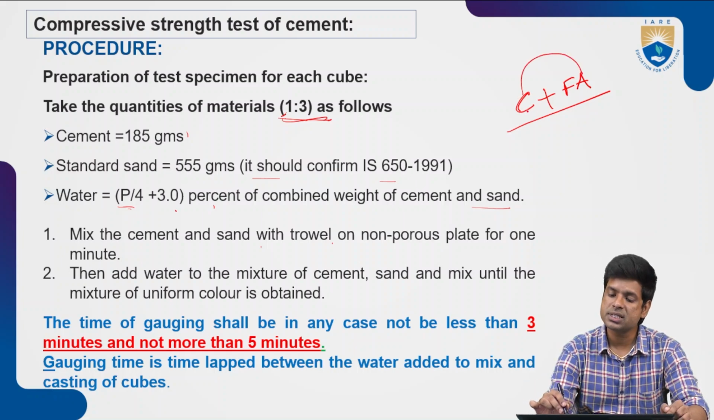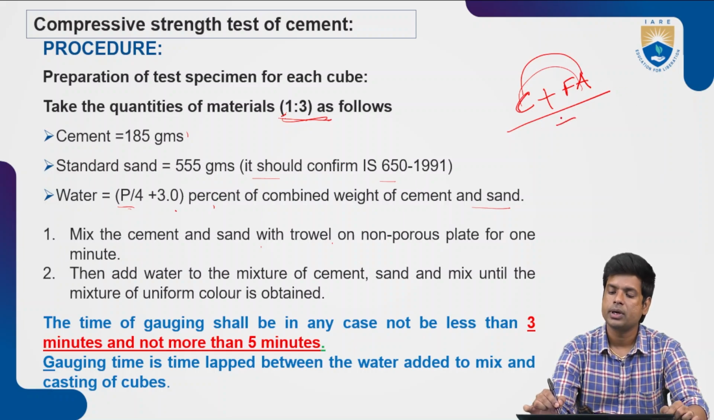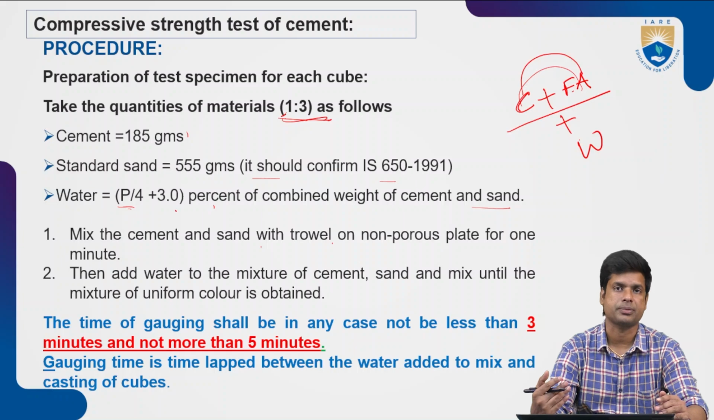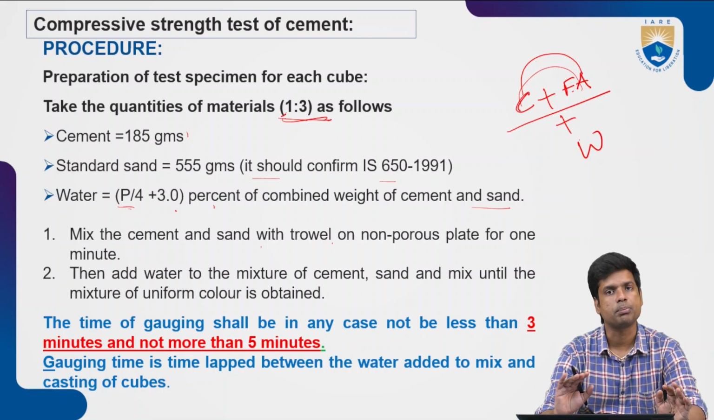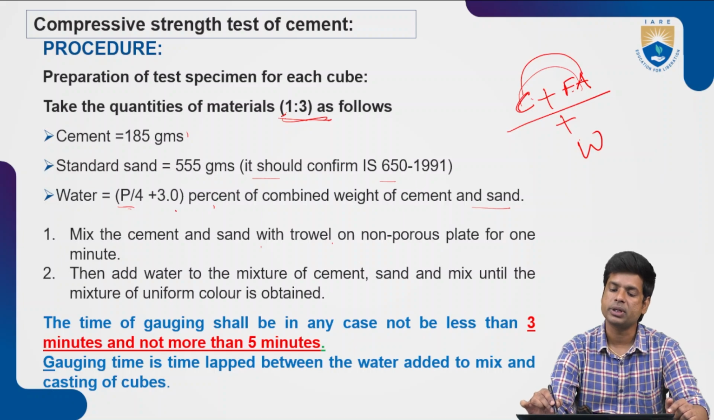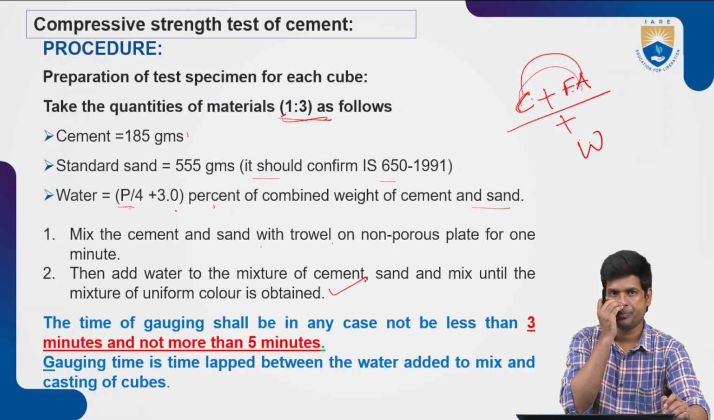After mixing these two materials in a dry state, then add water to them. Then mix thoroughly to get a uniform color and uniform mixture. The cement should coat all over the surface of the fine aggregate. So after adding the water, mix the cement mortar gently and thoroughly to get a uniform mixture and uniform color.